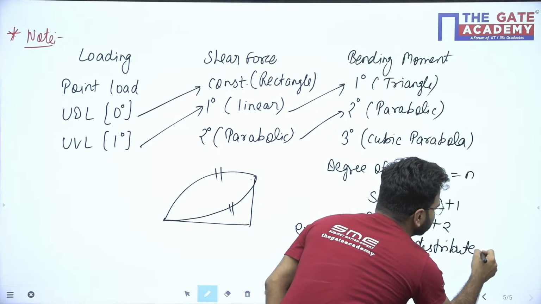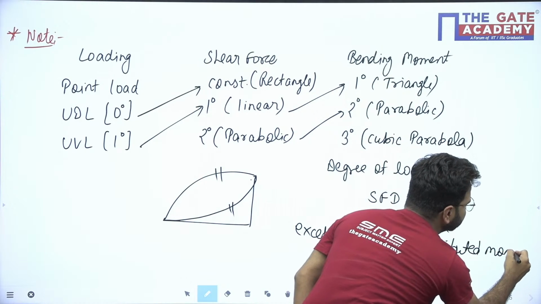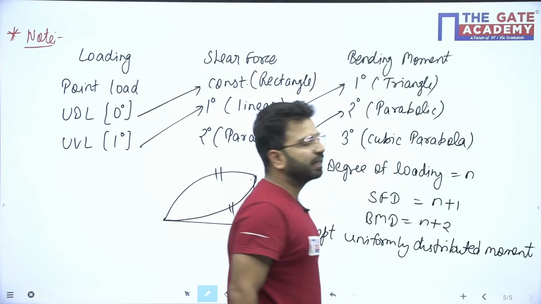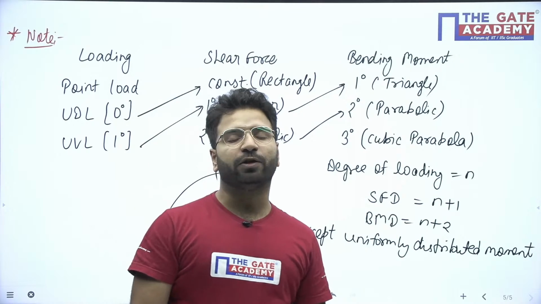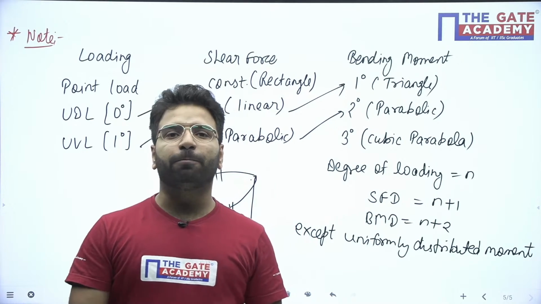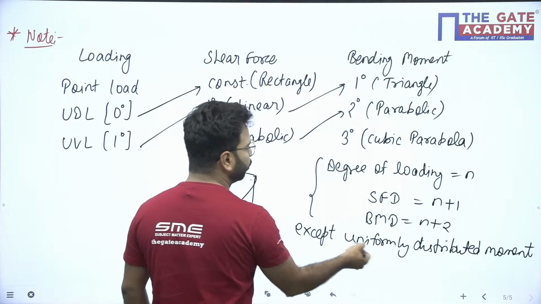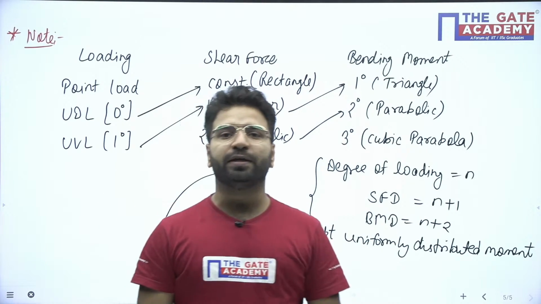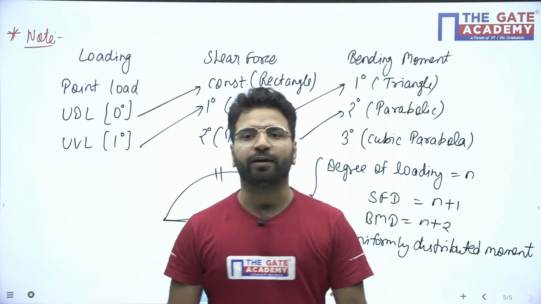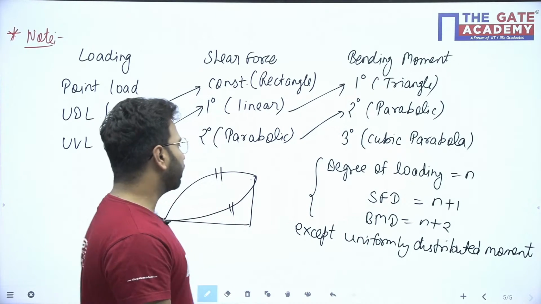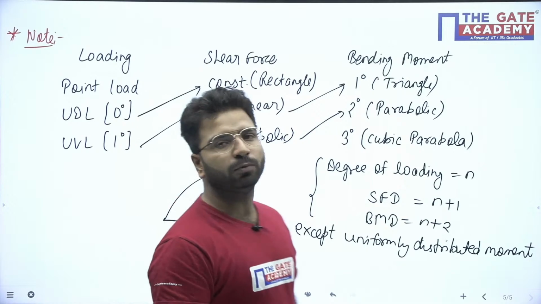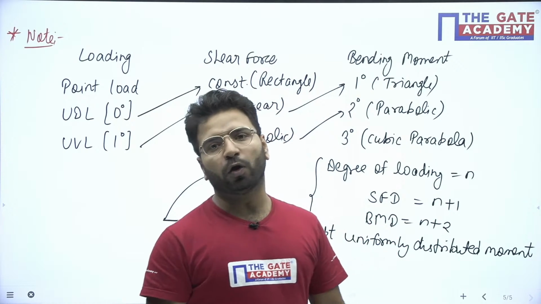Okay, if a uniformly distributed moment is present, then this relationship will not be valid. Other than that, this relationship is valid all the time. In all beams you can apply this concept; it will be valid, except when a uniformly distributed moment is present. Yeah, very good Bhagyasri. This will not be valid in the case of a uniformly distributed moment. Other than that, it will always be applicable.